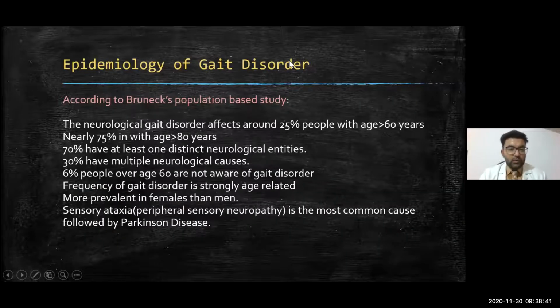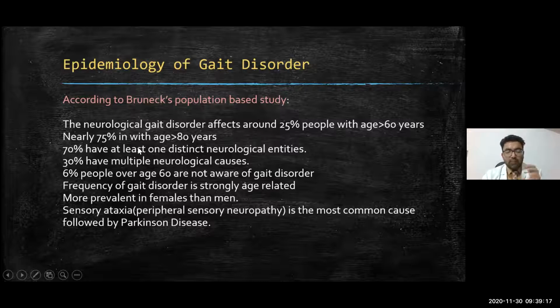Next, we'll learn about the epidemiology of gait disorder. According to a Bruneian population-based study, neurological gait disorder affects around 25% of people over 60 years of age. This is really interesting: every fourth person will have some gait problem over the age of 60. And over the age of 80, 75% of people have some problem with gait.